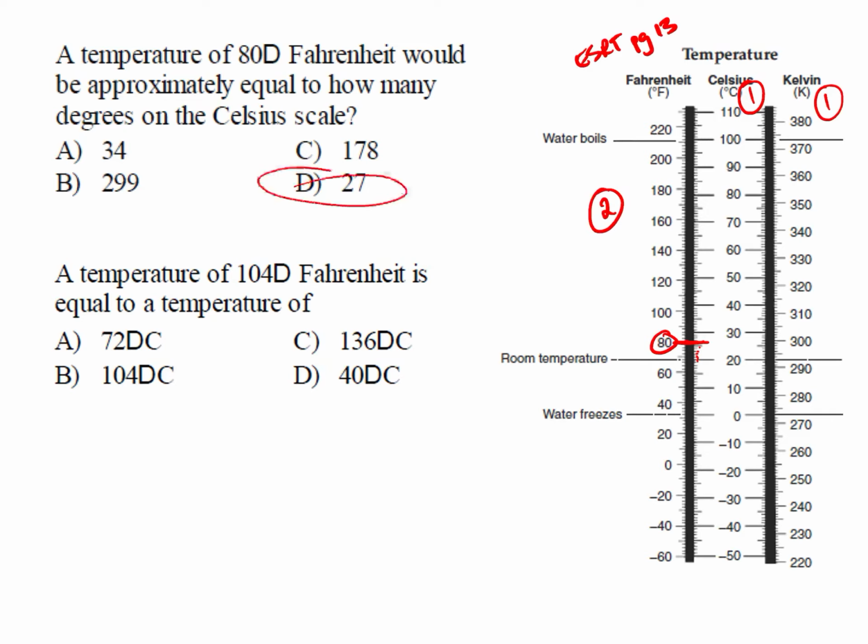A temperature of 104 Fahrenheit, remember these are going up by 2, so you're right here, would be equal to what in Celsius and what in Kelvin. In Celsius, it's going to be 40, and in Kelvin, it's going to be about 313. So in this one, your answer is D again. Really simple. You find the number and then just read across. But make sure that you pay attention to the scales, and that you know what they're going up by.